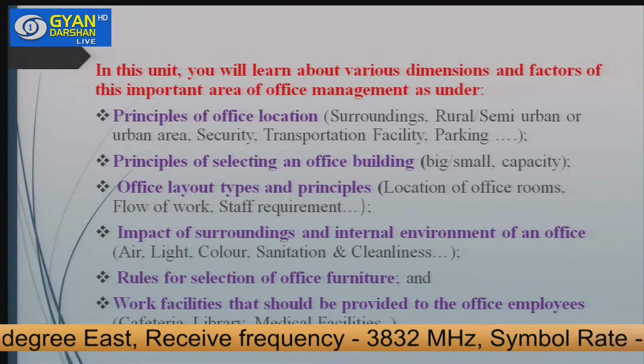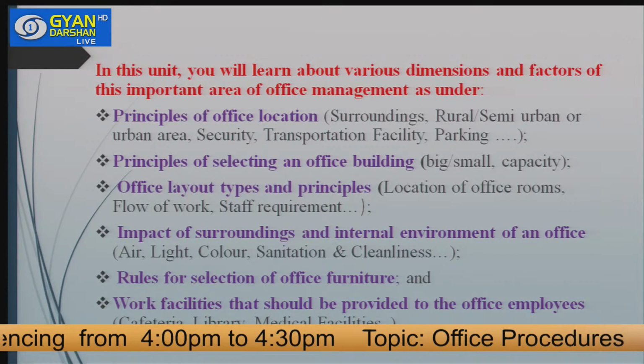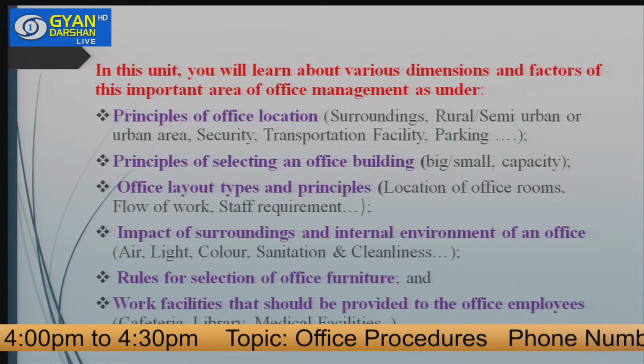This means the location of the office rooms and the flow of work, so that the flow of work is not hampered. Then the staff requirement: it is not that your office has a capacity of only 100 people and you are trying to fit in more than 100 people. Then it becomes very congested, and the people working in the organization are not able to have a proper flow of work.